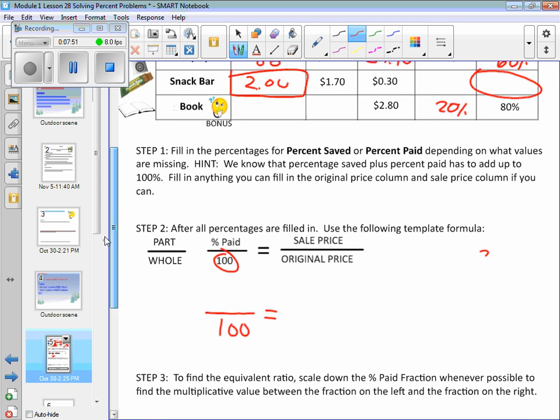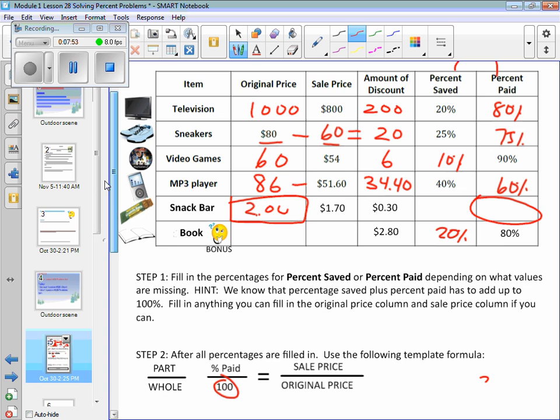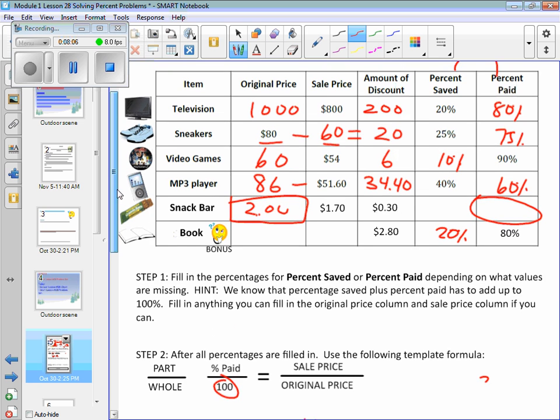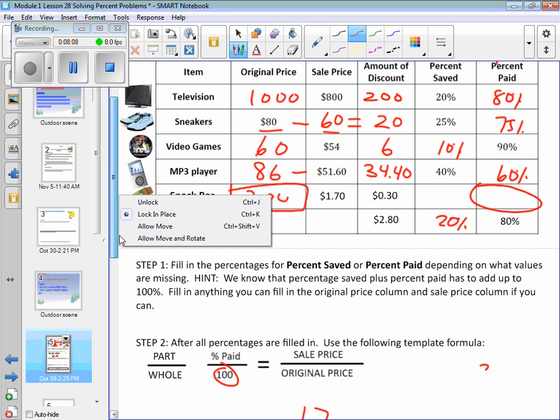And luckily, we have a sale price. We have an original price. Sale price, 170, which I'm going to shorten to 1.7. You'll see where this is going to come in handy. The original price is 2.00, which is 2.